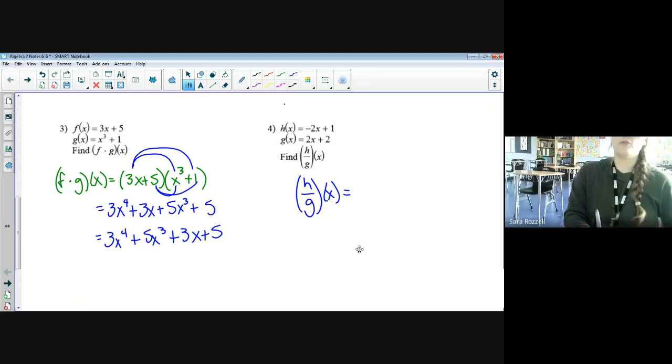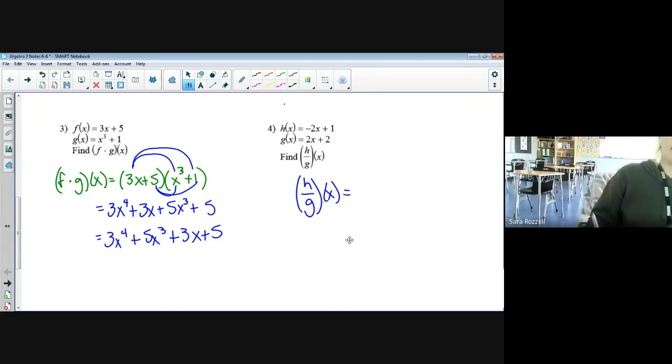So number 4, we've got h over g of x. Which function should be going on the top? Y'all can make the letter or mouth it. The h, because that's on the top. So I'm going to write what h is. Negative 2x plus 1. Then the g function's going on the bottom, and that was 2x plus 2.